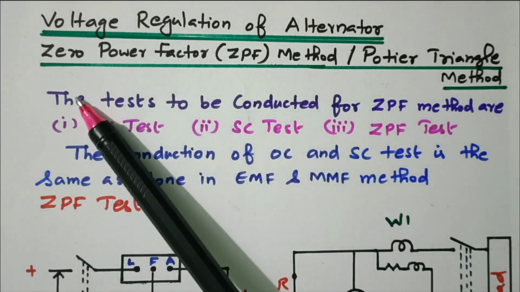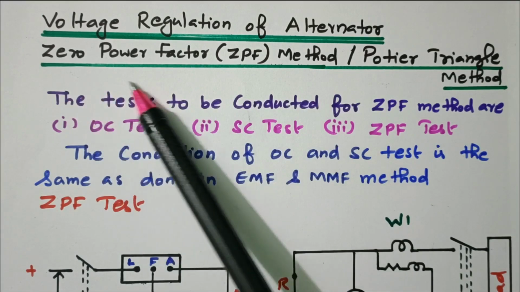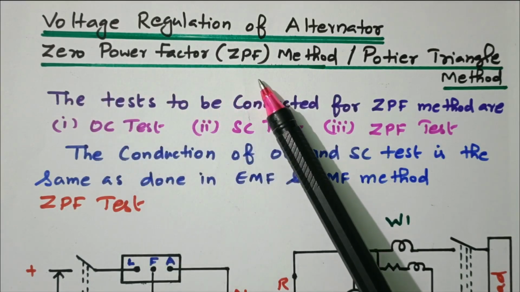Welcome viewers, in this video we will see the voltage regulation of alternator, zero power factor method, ZPF method or Potier triangular method.